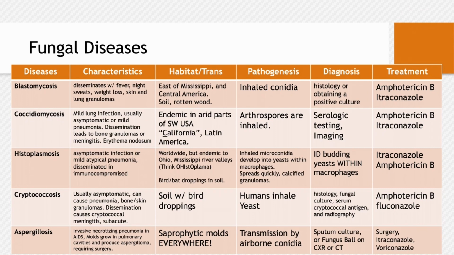So generally speaking, with blasto, you can get this disseminated disease with fever, night sweats, and you can get granulomas in the skin, lung, and elsewhere. You get weight loss associated too. Usually these are east of the Mississippi River. They like to say that. I had to look it up because I didn't know exactly where the Mississippi River traveled. But essentially anything east of the Mississippi River, and we also think about Central America as hot, humid climates.